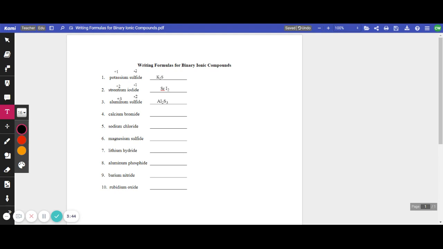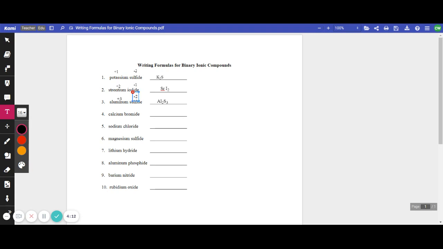So 6 minus 6. You can also use this idea of crisscross applesauce that you probably saw in the video in yesterday's lesson. You take the oxidation number on the metal and bring it down to make it the subscript on the nonmetal, and you take the oxidation number on the nonmetal and make it the subscript on the metal, except notice you don't ever write the 1s.